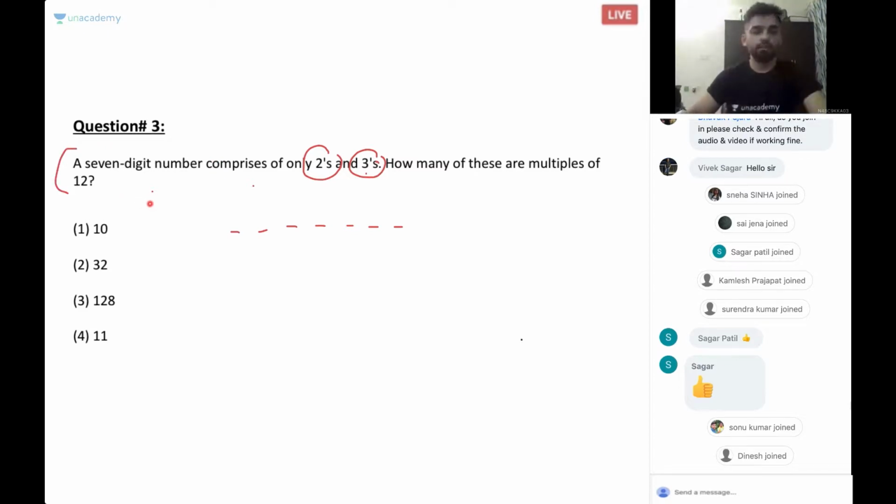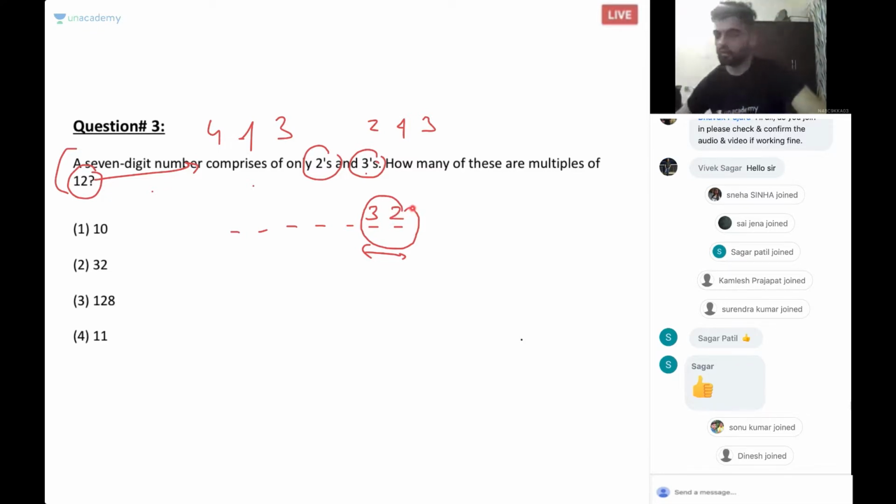Okay, so for a number to be a multiple of 12, it has to be a multiple of both 4 and 3. Now, for a number to be a multiple of 4, the last 2 digits, the number that they form, should be a multiple of 4. So what can I form with 2 and 3 such that the last 2 digits become a multiple of 4? It would be 32. Can 22 be here? 2 and 2? No. Can 3 and 3 be here? No. In that case, the number will not remain a multiple of 12.